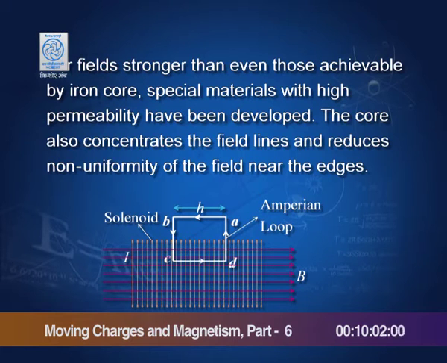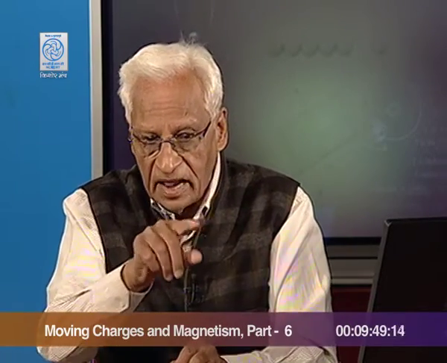This is very important. Usually, we neglect this effect. You see, if I put a core here, then the core, we shall learn later that ferromagnetic materials like iron, they attract the lines of force. So, the core presents a low resistance path for the magnetic field lines, and therefore, they prefer to go through the core.